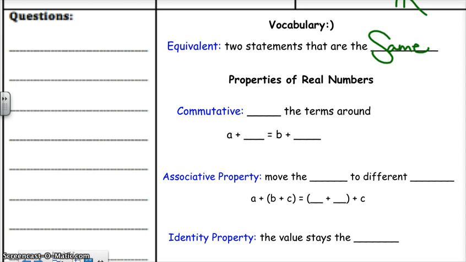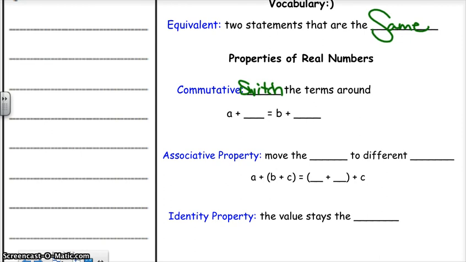But now we need to know properties, and this is nothing new. You have learned properties since 6th grade. Commutative property: you just switch or flip, whatever you want to call it, the terms around. For example, if we had A plus B, it's the same thing to switch them and call it B plus A. Commutative property.